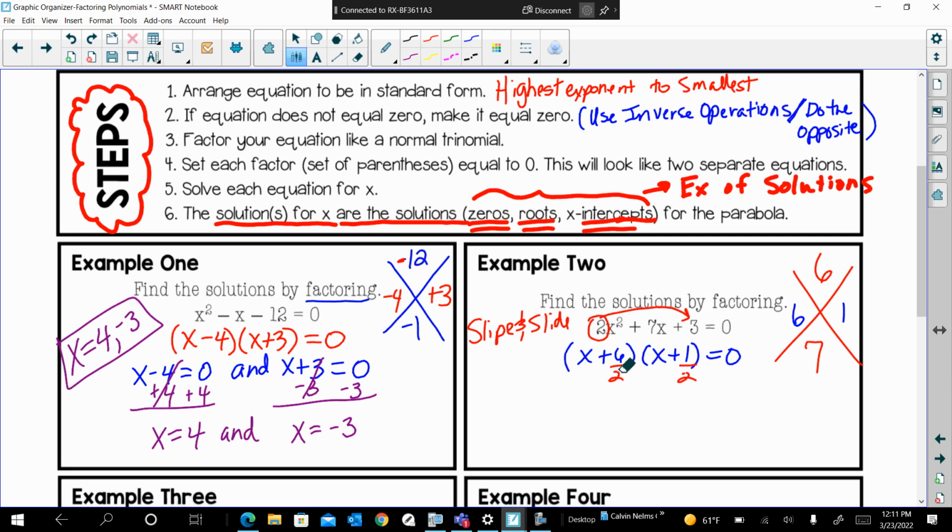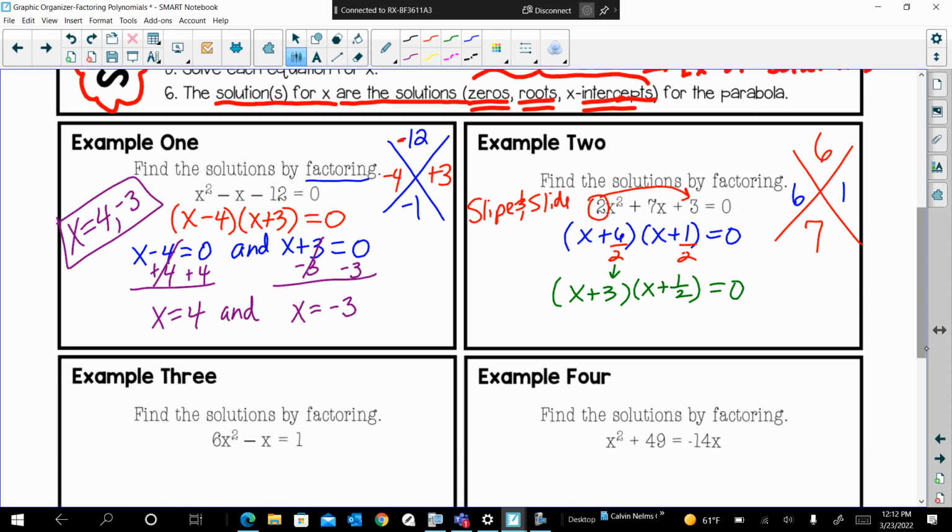Now, 6 over 2, that can reduce to what? Yeah, so this is x plus 3. And then I can't reduce the other one, right? So just keep it as that fraction. As long as it's the reduced fraction, you're fine. Because we're trying to solve. We're not trying to get the factors.